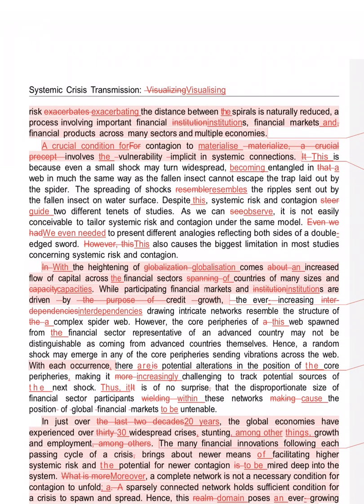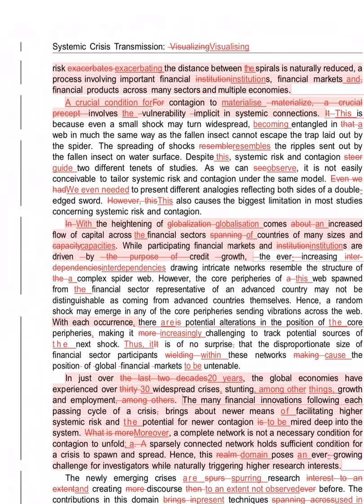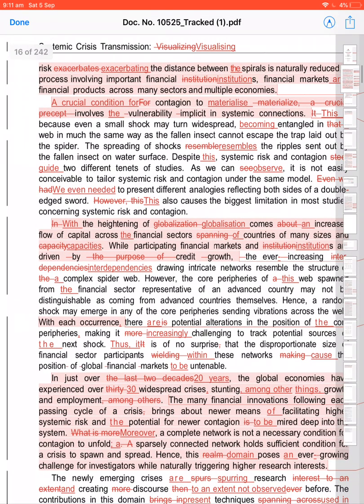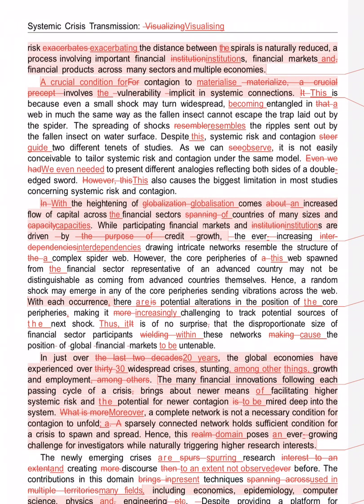This is because, not it. Please provide a reference for this. This is because even a small shock can turn widespread, entangled in a web. Entangled is always becoming something. Something becomes entangled in a web, not in that web. That web is not special. It's not a country.